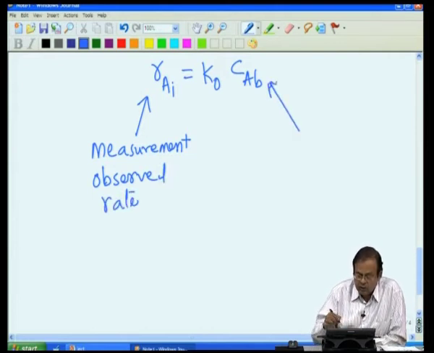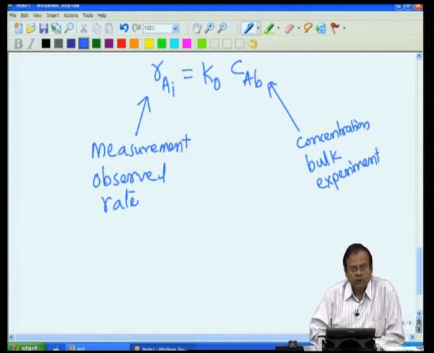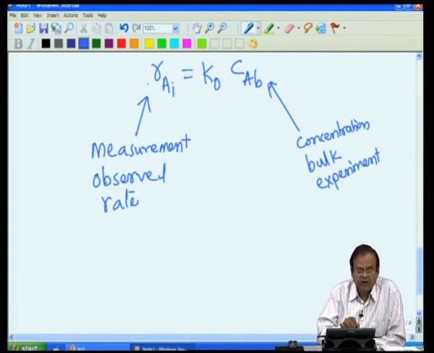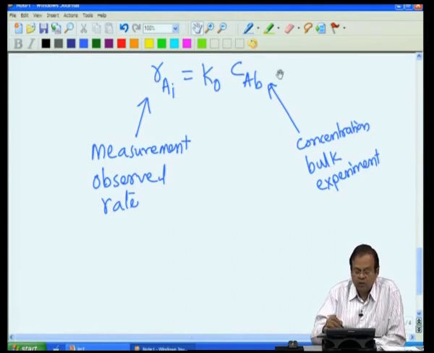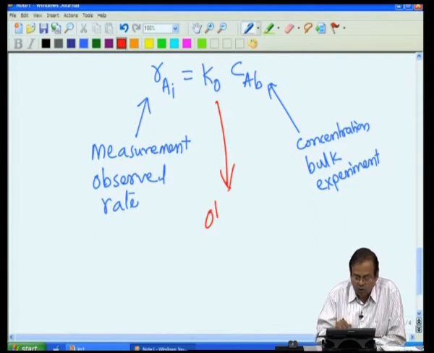This is my concentration in the bulk, which again is my experimentally measured quantity. So, when I do experiments, I measure this rate RAI for this particular concentration CAB. Now, if I do some linear fit, I will get the rate constant, which is actually the observed rate constant.